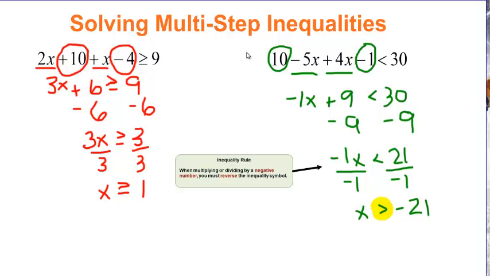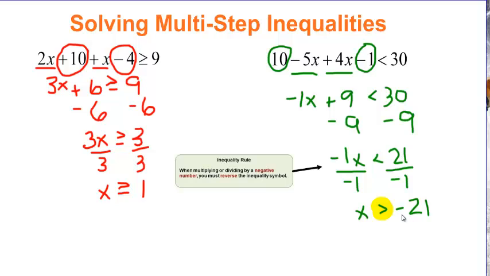In our second example, again we underline all the things with x's, so negative 5x plus 4x is negative 1x, and then 10 minus 1 gives us 9, so we get negative 1x plus 9 is less than 30. We have to first subtract 9 on both sides to give us negative 1x is less than 21. And our last step, remember we're dividing by that negative sign again, so we have to remember to flip the inequality to give us our answer of x is greater than negative 21.